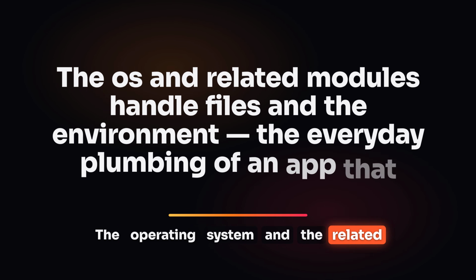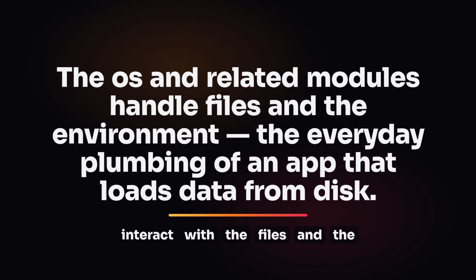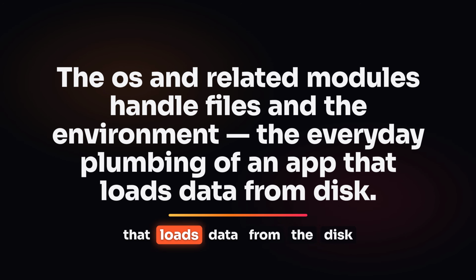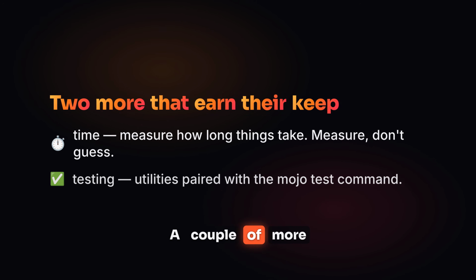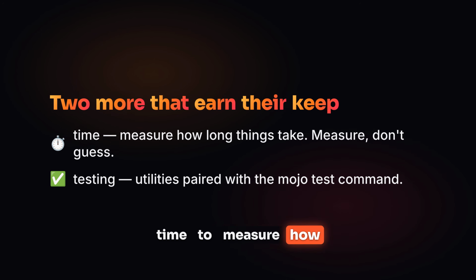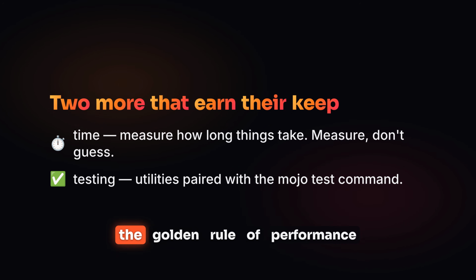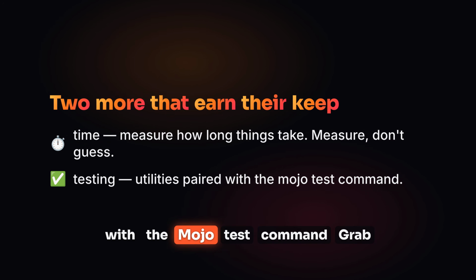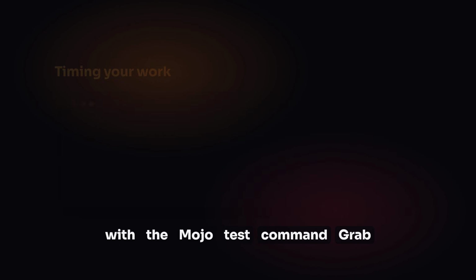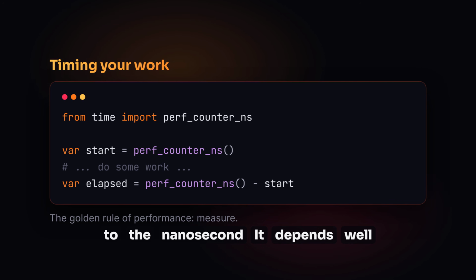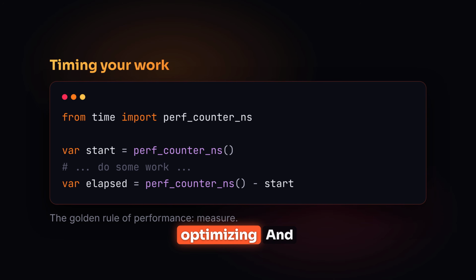The os and related modules let you interact with files and the environment, the everyday plumbing of any application that loads data from the disk. A couple more built-in functions earn their keep, like time, to measure how long things take, because the golden rule of performance is measure, don't guess, and testing paired with the mojo test command. Grab a counter before your work and after, and the difference tells you how long it took, down to the nanosecond. Indispensable when you are optimizing.